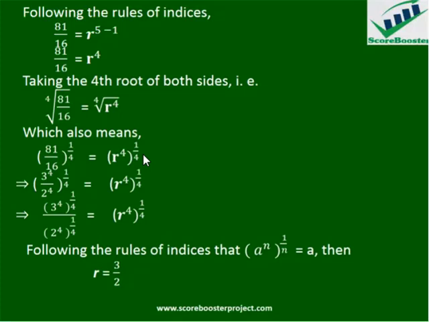And we also know that 81 can be written in exponential form as 3 raised to the power 4. That is, if you multiply 3 four times, you get 81. And 16 can be written as 2 raised to the power 4, everything raised to the power 1 over 4. And we have this back.